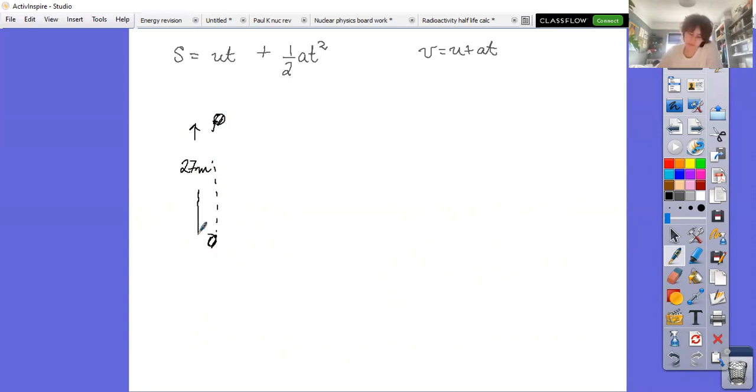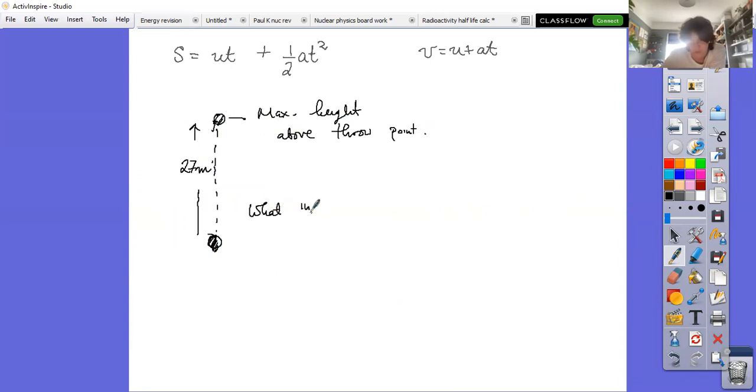That's the maximum height. So the maximum height above the throw point is 27 meters. Now I want you to tell me with what initial velocity, or rather, let's change this: with what speed, with what velocity was it projected?